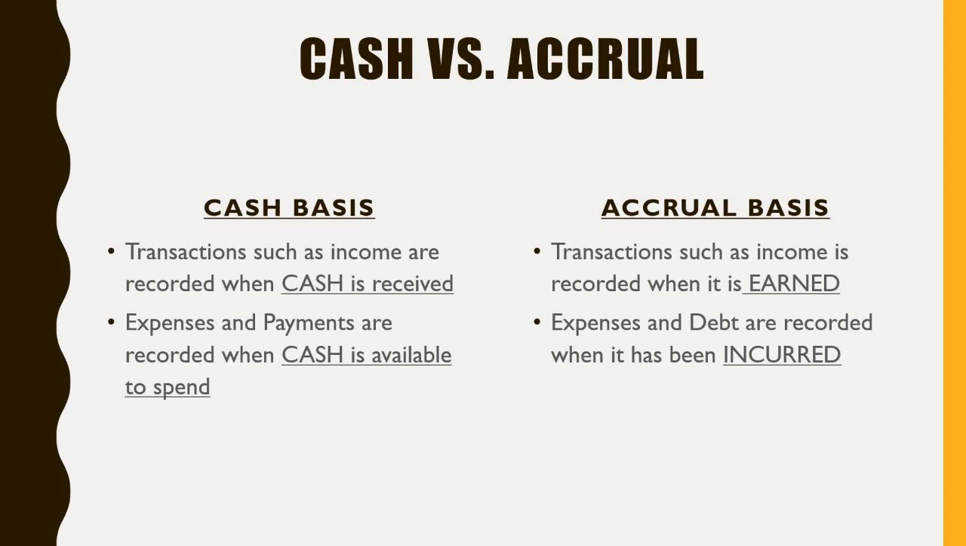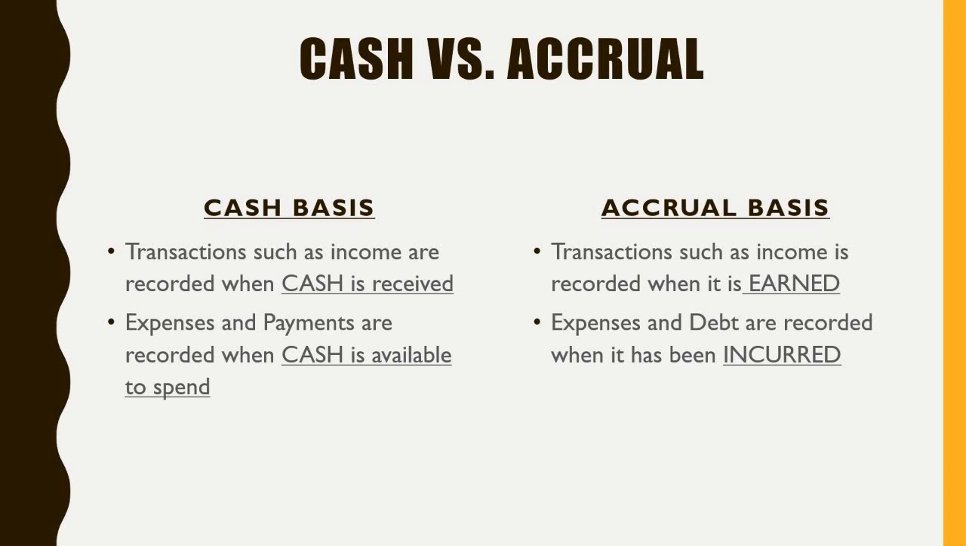We have the option to record on a cash basis, which by definition means every time you make a sale, you're going to record your income when cash is received. And then you're also going to record any expenses when cash is readily available to be spent. When you have the cash in your hands and you give it to the vendor, that is when you are going to record that expense.